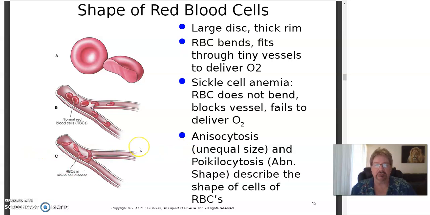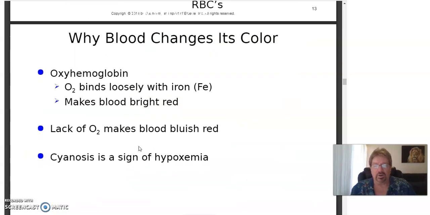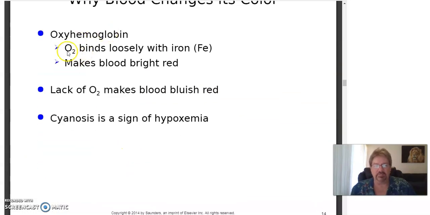That's why it evolved. Why does blood change its color? Oxyhemoglobin, oxygen binds loosely with iron. Why is iron abbreviated Fe? Because it was known from the Latin, Roman times, that's Latin. Oxygen makes blood bright red. Lack of oxygen makes it bluish red. Cyanosis is a sign of hypoxemia, not enough oxygen. Cyanosis is lack of oxygen. If the person's having a heart attack, their lips and their nail beds will start turning blue, and then their skin will start turning blue. Or if they're unable to breathe sufficiently.